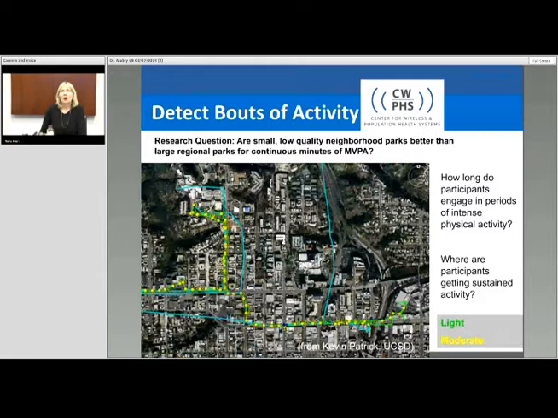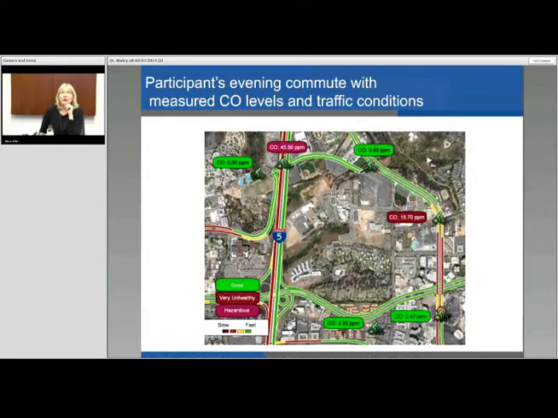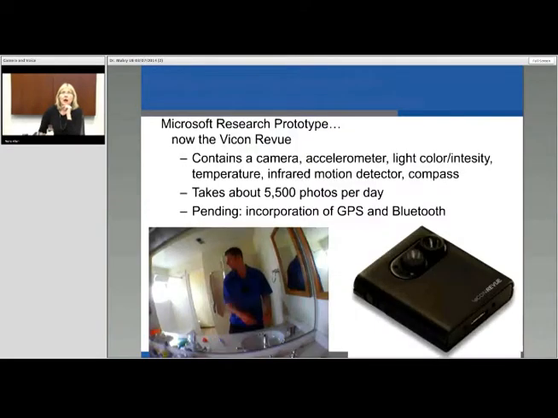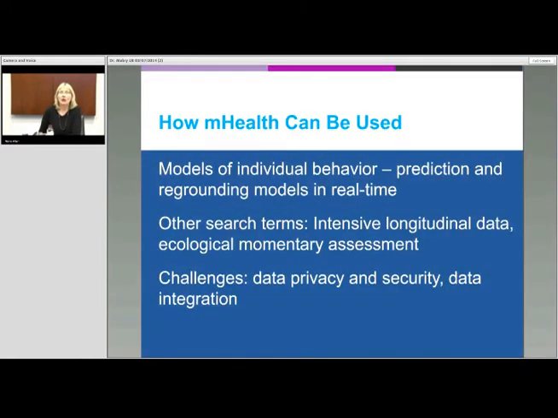HIV medication, for example. We can use mobile phones to detect bouts of activity because they already have an accelerometer built in. So this is just mapping people's physical activity across a city space. Might be able to help you identify where are the good places and the places that need to be improved if you want people to be physically active along those routes. This is another one measuring commuting patterns and exposure in those commuting patterns to carbon monoxide. This is just an example of a device that's being developed to capture 5,500 photos a day, also incorporating GPS and Bluetooth, so that we have all kinds of devices.